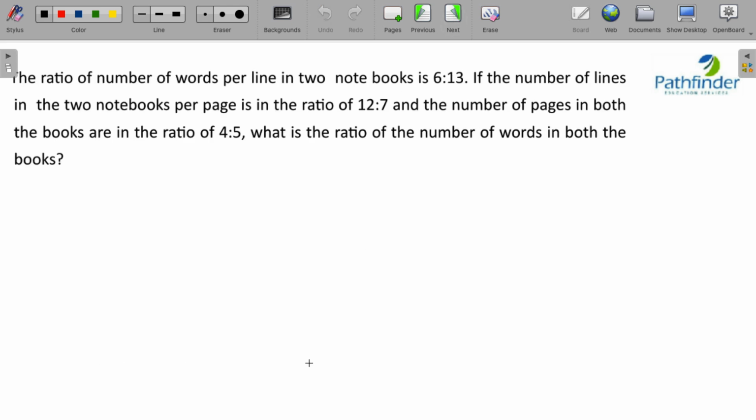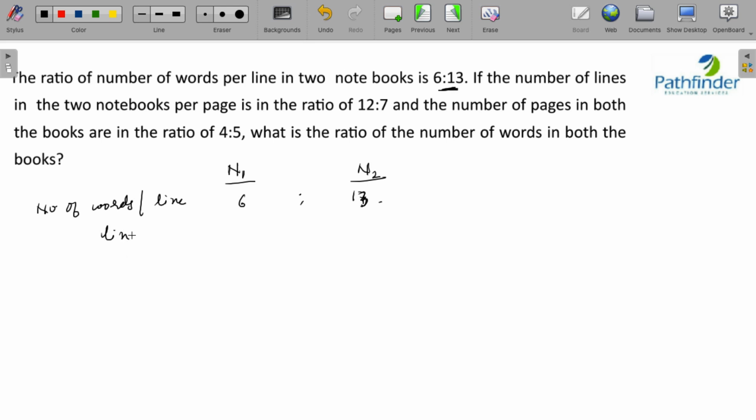Let us solve another question. The ratio of number of words per line in two notebooks. So we have two notebooks. Let us call them notebook 1 and notebook 2. Number of words per line. The ratio is given to be 6 is to 13.